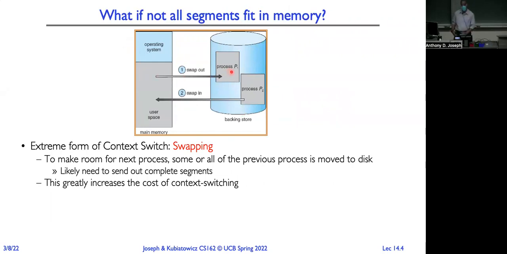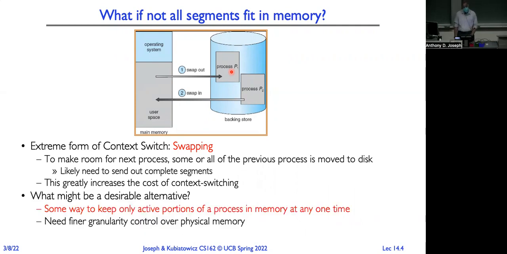So when we're going to run process P1, we load its segments into memory and unload process P0 out to disk. Now that seems extremely slow and kind of unreasonable, but that was actually the approach that was used on many early computers because we didn't have enough physical memory and we wanted to do multi-programming. So we paid the price with very, very expensive context switches.